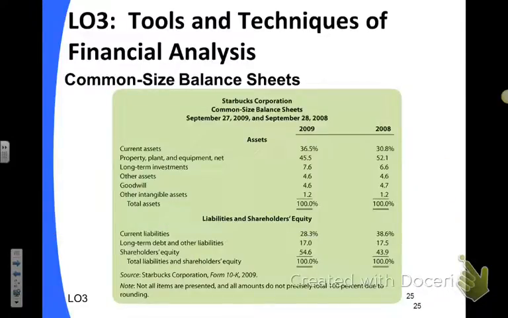And this is how it would maybe look in a balance sheet presentation of the common size information. We can see here with this particular company, Starbucks Corporation, their current assets comprise 36.5% compared to 30% in the previous year. So in 2009, their current assets grew significantly, while we can also see that as a percentage of their total assets, their property, plant, and equipment dropped down quite a bit.